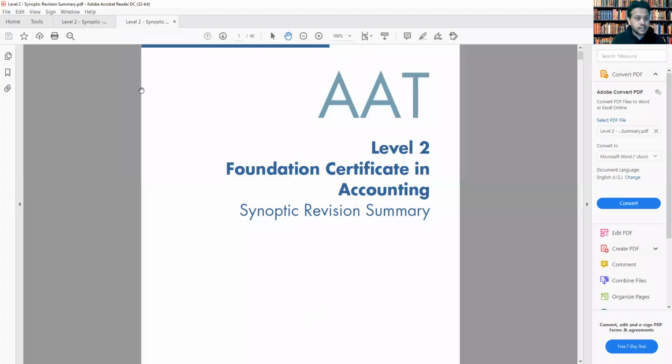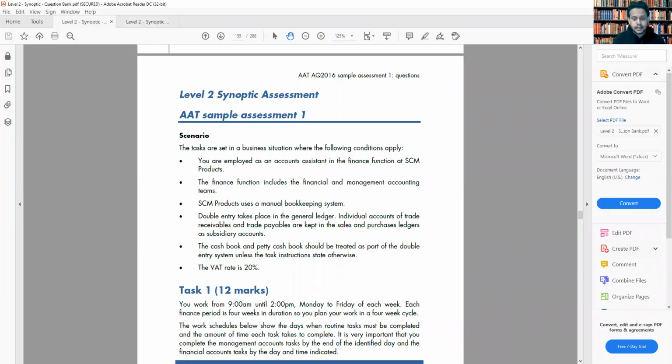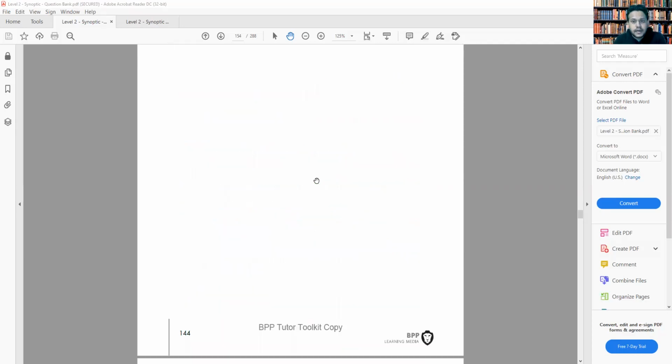Now we are moving to one of the Synoptic questions, and we want to see what type of question we're going to see in the exam. This is one of the questions you can see on the screen. It says Level 2 Synoptic assessment, AAT sample assessment 1. That means if you log in to your AAT MyAT account, you will see this question there. We'll read one by one from here and see what type of question we can expect in the exam. So let's have a look at the first page.